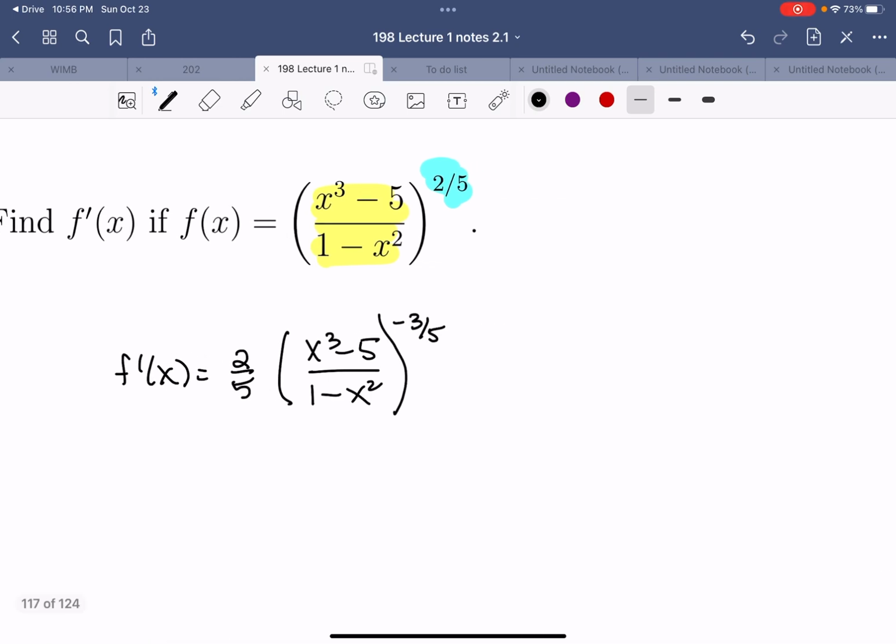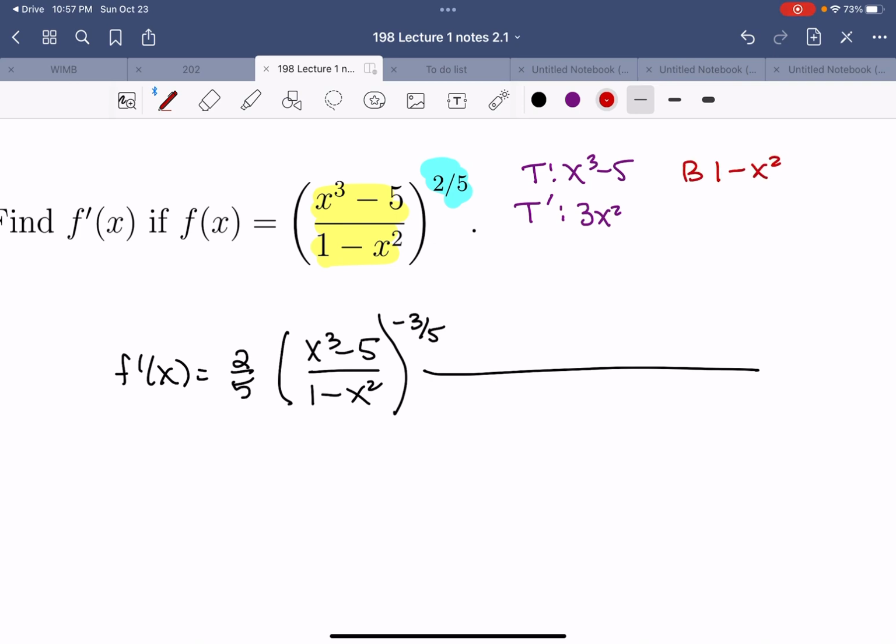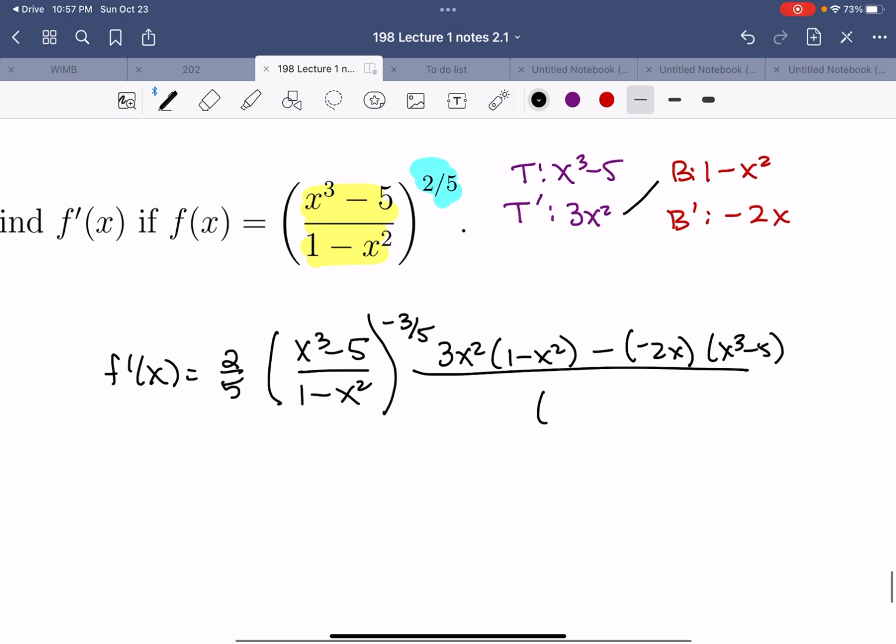Then, in order to get the derivative of the inside, I need a quotient rule. So we have that the top is x cubed minus 5, and the top prime is 3x squared. The bottom is 1 minus x squared. Don't forget when you take the derivative here to take the negative with the x squared. So this is going to be a negative 2x. So when I put this together, I want top prime bottom. So that's 3x squared times 1 minus x squared minus negative 2x times the top, which is x cubed minus 5, all over the 1 minus x squared squared.